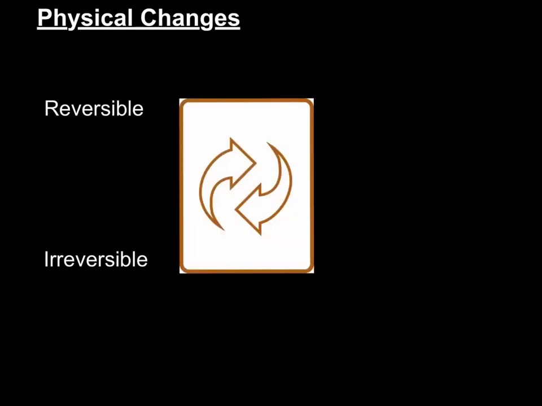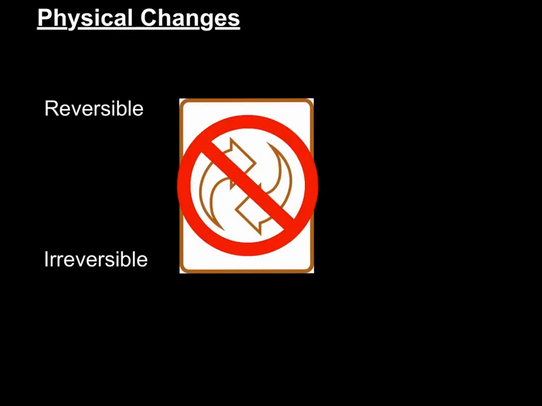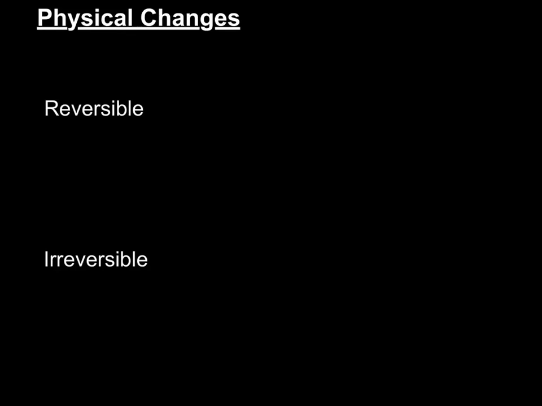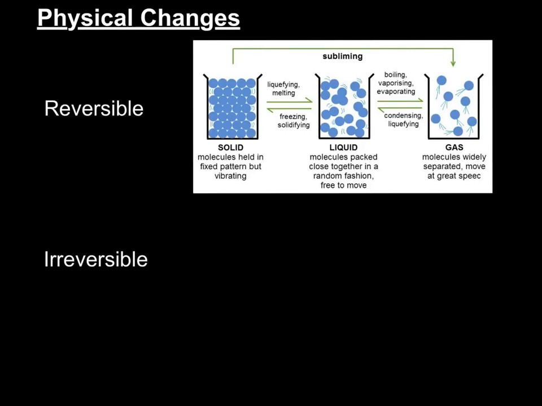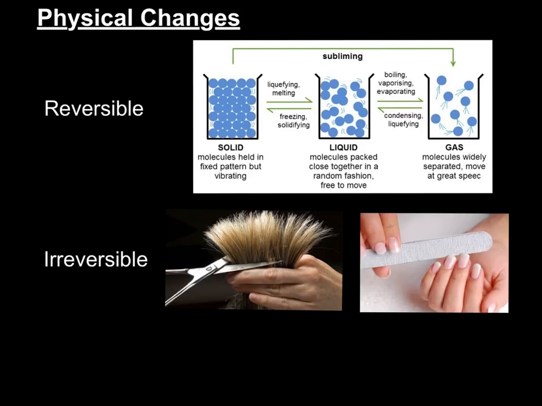Physical changes can also be classified as reversible or irreversible, which means exactly what you think. Reversible being you can go back to what you had before, and irreversible being where you cannot go back to what you had before. An example of reversible change is a change of state. You can always go from solid to liquid and then back from liquid to solid. You can melt something and then freeze it again. A good example of irreversible changes are cutting hair or filing nails. You can't just go back from what you've done. You can't put hair back from where you've cut it. You can't revert the change. It's permanent now.